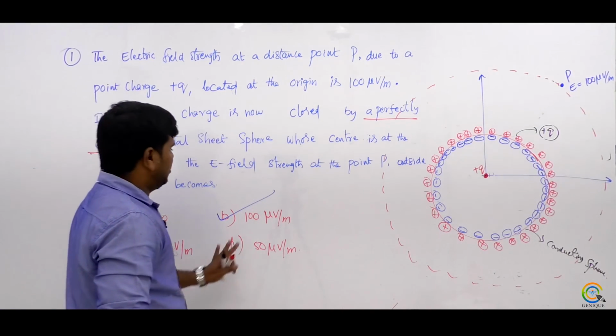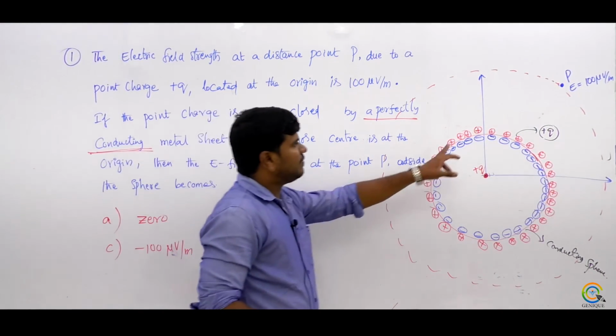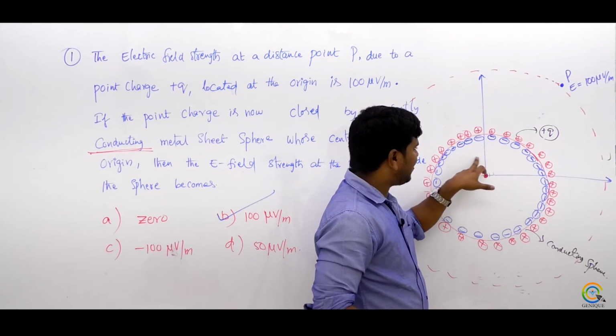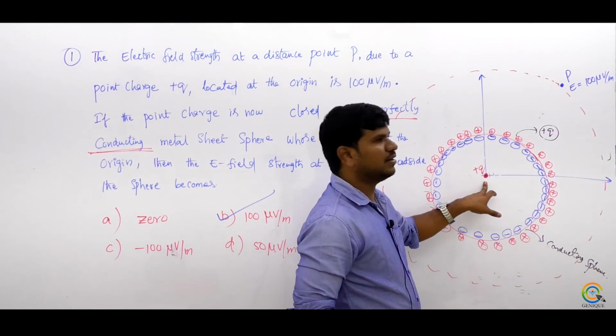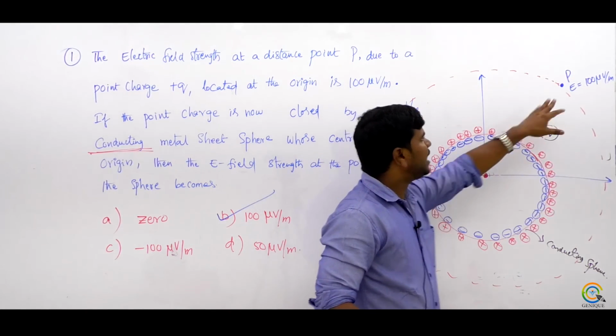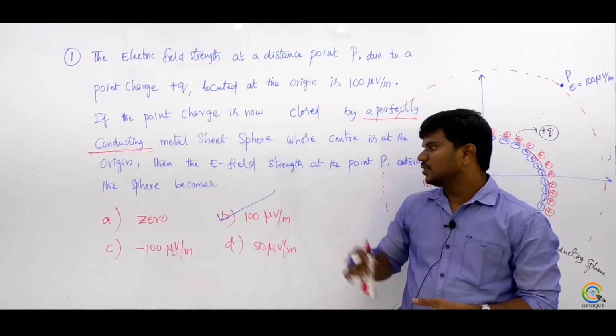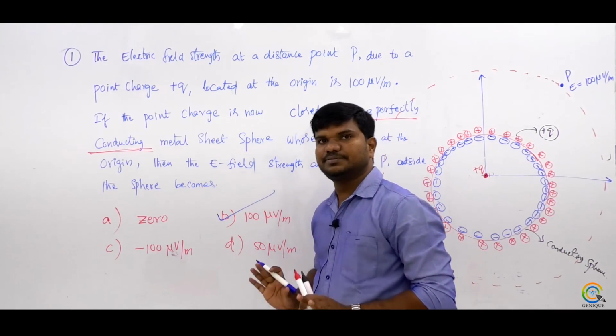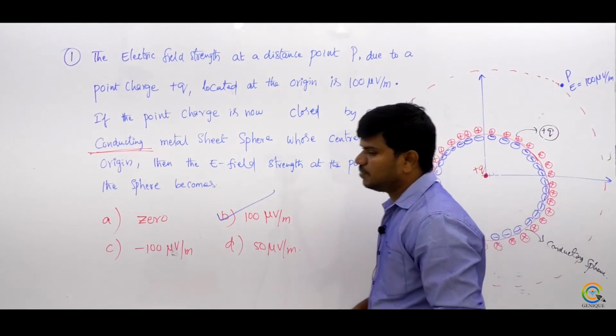Understand? So when the positive and negative charges are cancelled, only this plus q will be there. Due to this resultant plus q only, we are getting this. The answer will be the same. Understand? So like this, the questions will be asked.